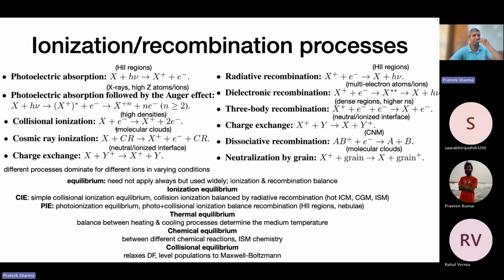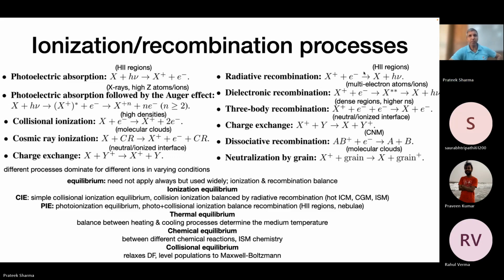at high densities. So these are like the micro steps of these kinds of processes, which you have to be aware of. But in certain places, one or two of these will dominate. So you don't have to bother about all of them. But it's important to realize that there are various ways in which atoms can get ionized and atoms can recombine. So these are the recombination processes.